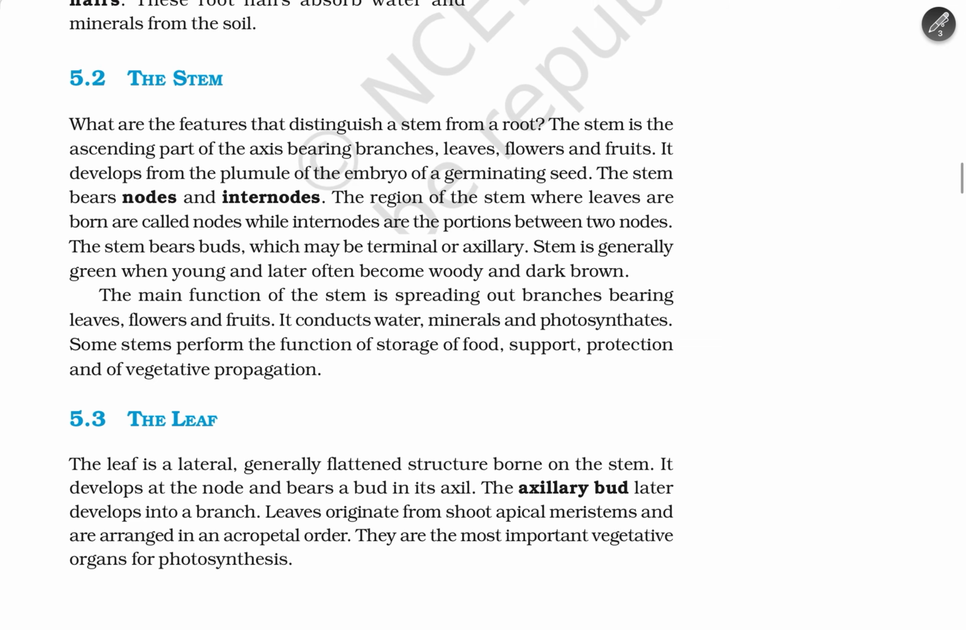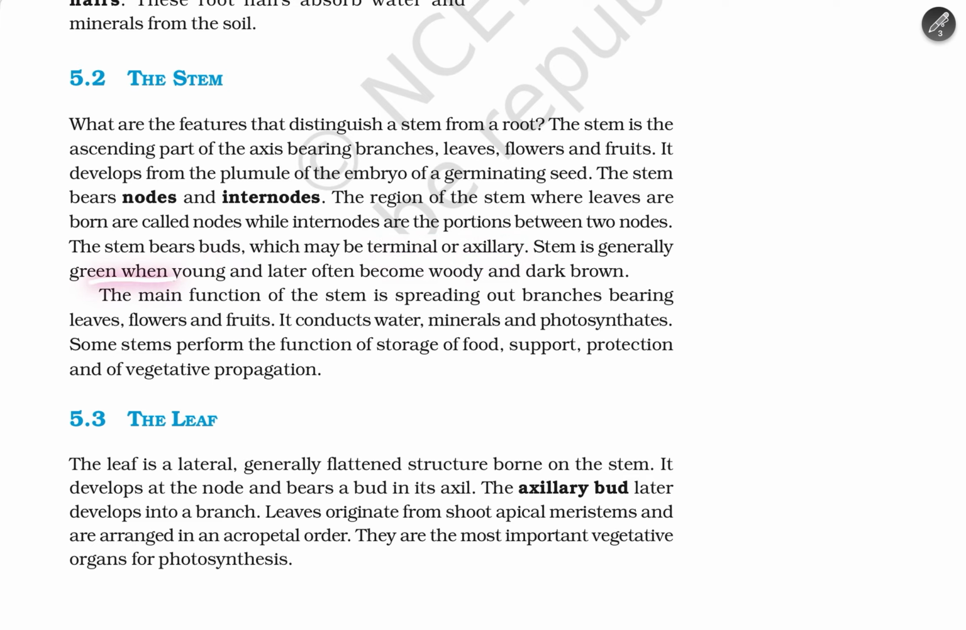The stem. What are the features that distinguish a stem from a root? The stem is the ascending part of the axis bearing branches, leaves, flowers, and fruits. It develops from the plumule of the embryo of a germinating seed. The stem bears nodes and internodes. The region of the stem where leaves are born is called a node, while the internodes are the portions between two nodes. The stem bears buds, and they may be terminal or axillary.